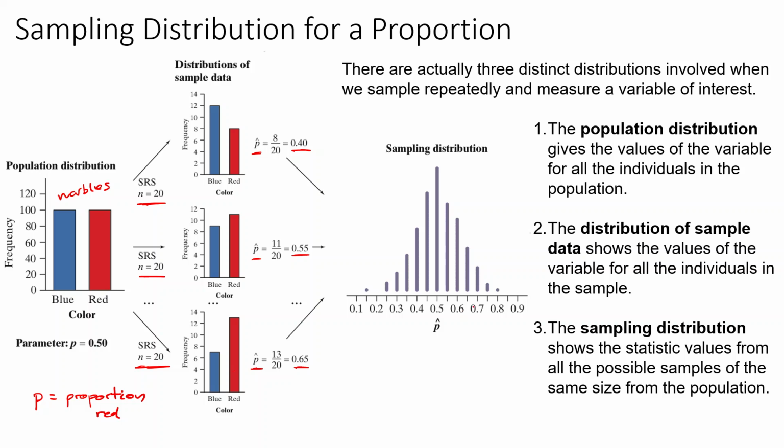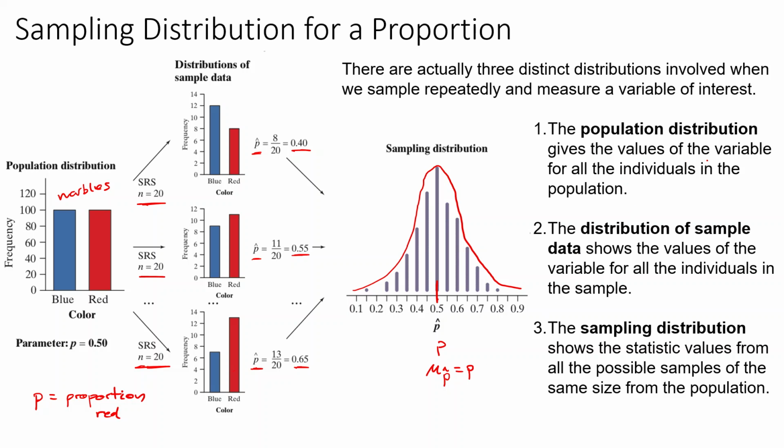If we take all of these p hats and put them together, this is what the distribution ends up looking like. Neato, huh? Right in the middle here is still our original p. So the mean of all the p hats is still equal to p, it looks like.